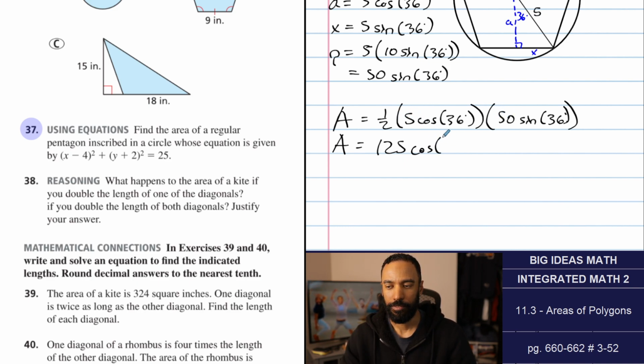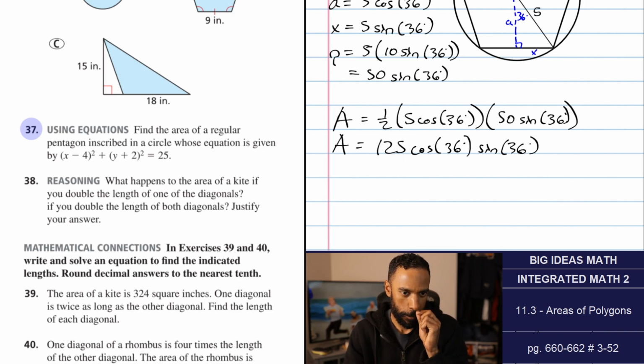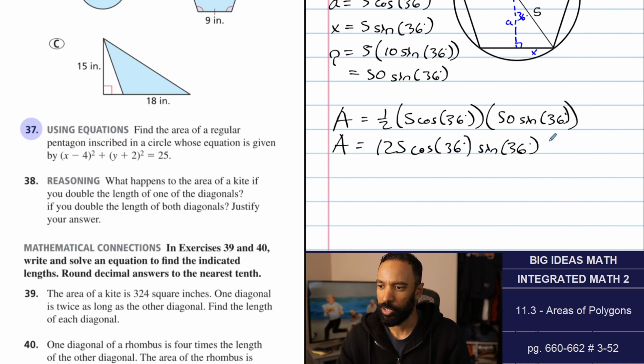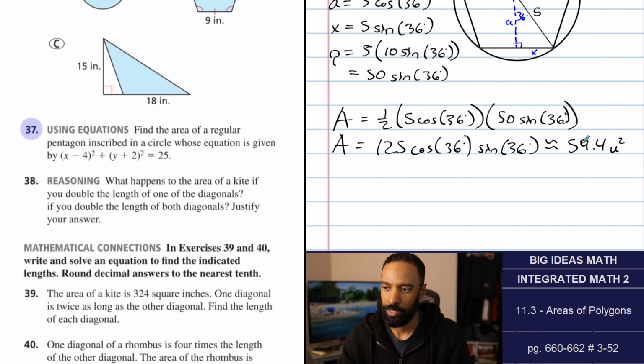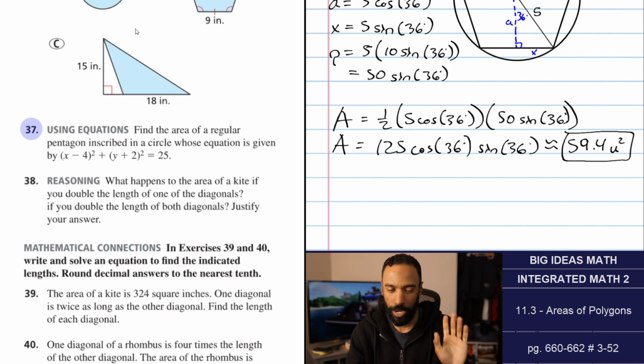So half of 50 is 25. 5 times 25 is 125. And we have the cosine of 36 and sine of 36. Oopsie. Let me do that again. All right, let's compute that one. So 125 times cosine of 36. It might have been a different polygon. 59.44. I don't know if that number sounds familiar. But 59.4 square units for the pentagon inscribed in that circle. Who cares about the center?